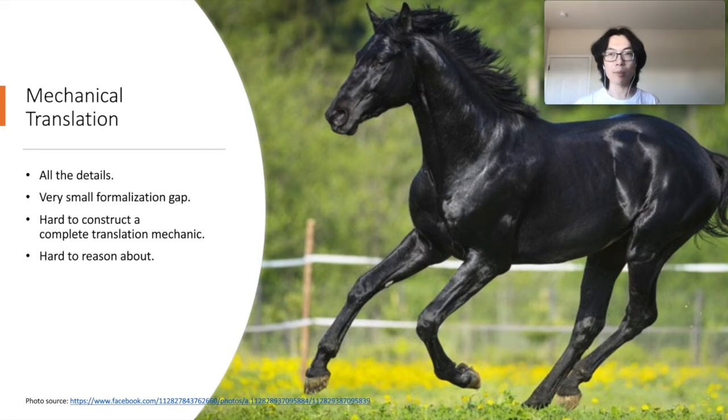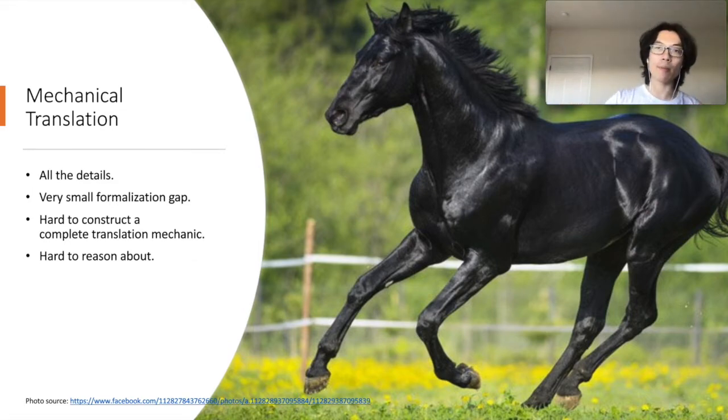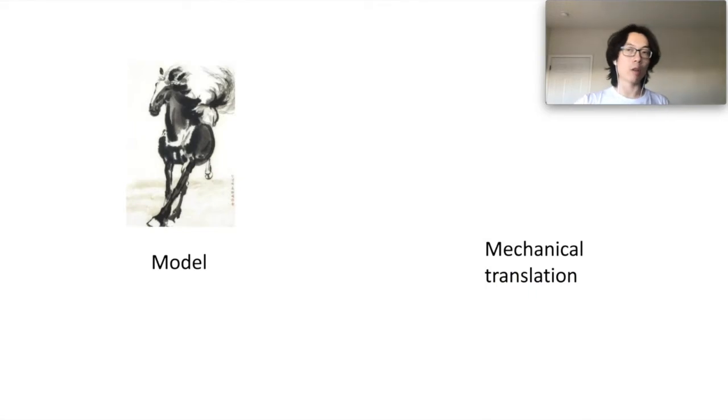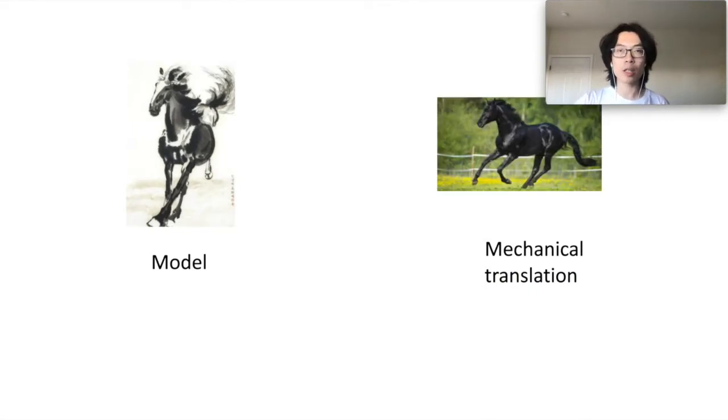And another problem with mechanical translation is that because the translated program would contain all the details of the original program, even those that are loosely relevant or even irrelevant to the properties you want to reason about, this would bring some extra burden for formal verification.